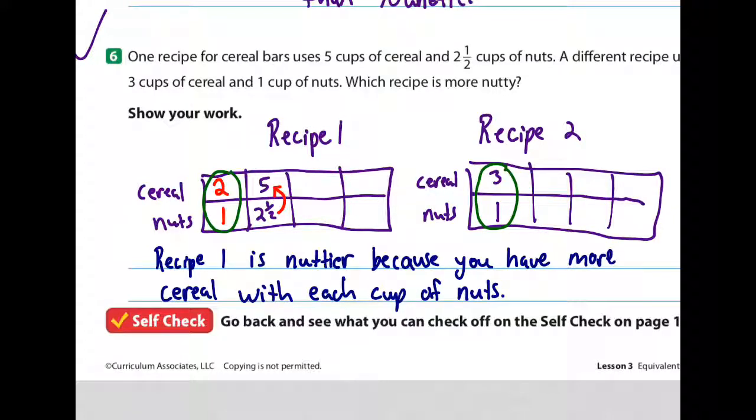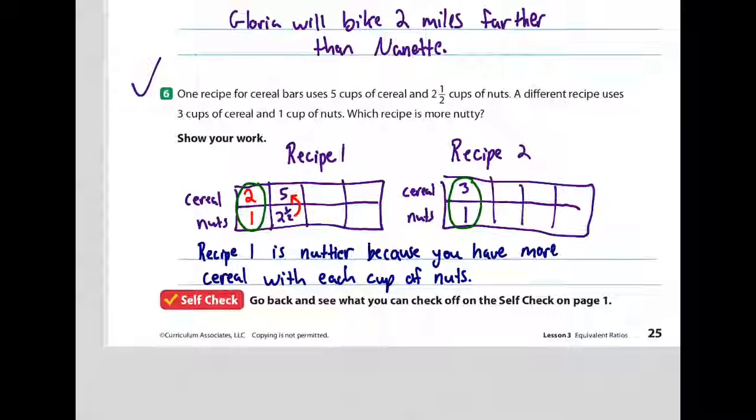Doesn't that make sense? If you have too much cereal and not enough nuts, you're going to be like, oh man, there's not enough nuts in here. But if you have less cereal with the same amount of nuts, it's going to be nuttier. So that's why recipe 1 is nuttier.